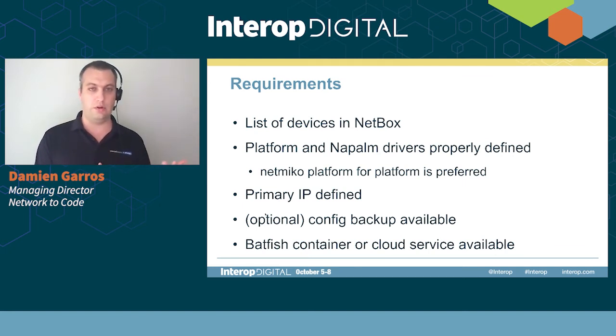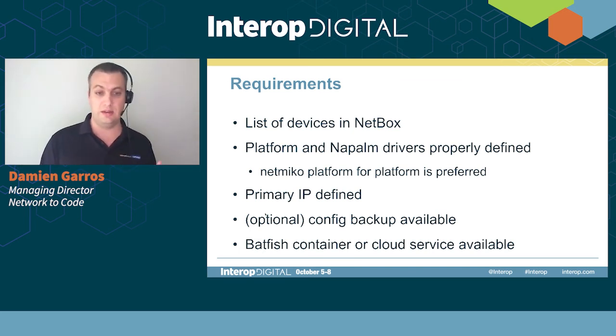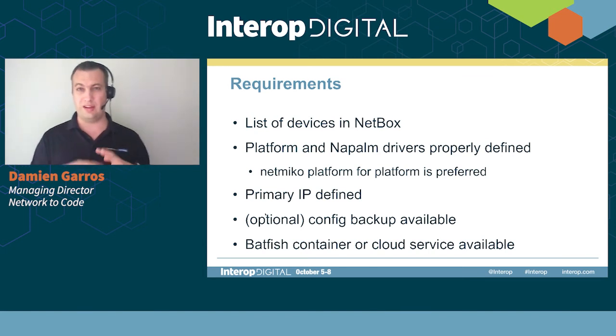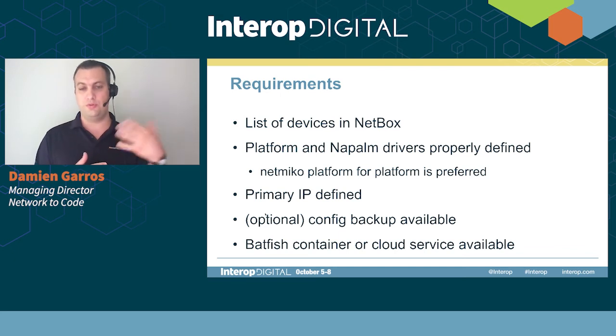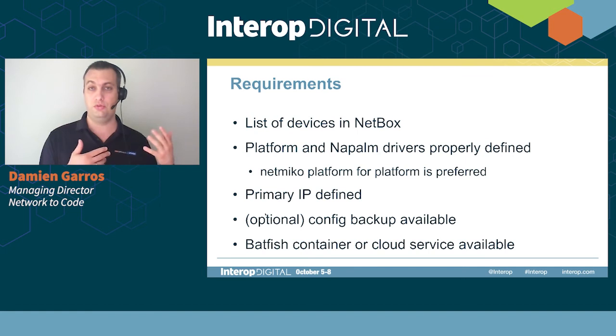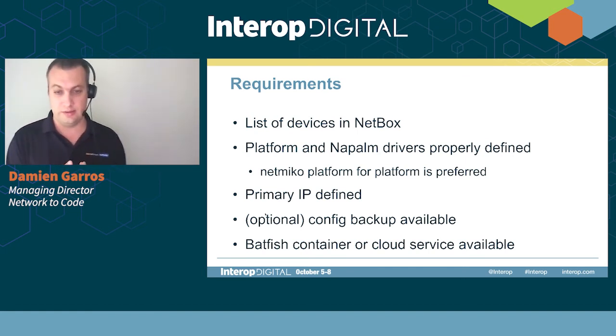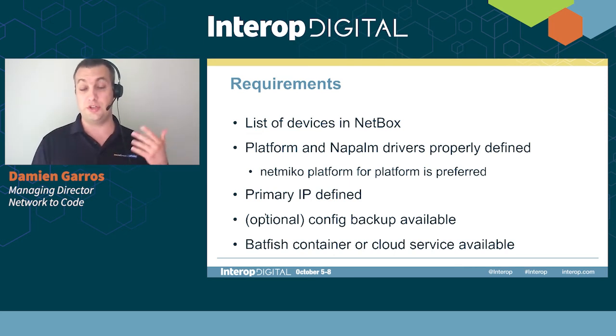Ideally, you also have your primary IP defined, and it's not mandatory, but if you already have the configuration backup available, that will definitely help with the process. If you don't, the network importer has a small configuration backup engine where you can retrieve the configurations from your device, but if they are already available, that's definitely a plus. And then to leverage Badfish, you either need to be able to start Badfish in a Docker container, or you need to have a cloud account with their Badfish Enterprise service.